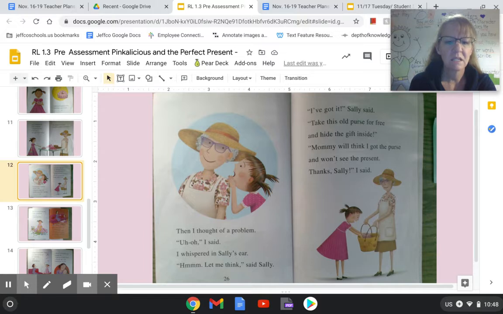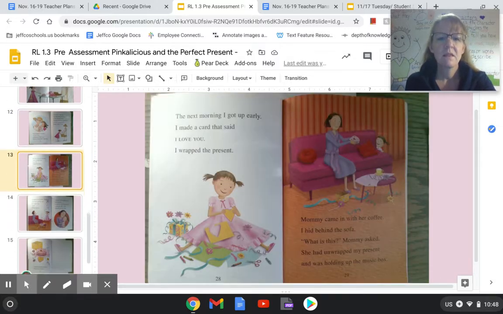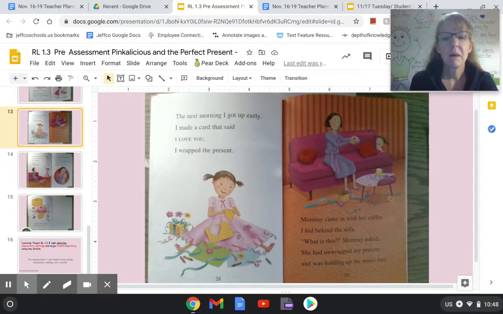I whispered in Sally's ear. Let me think, said Sally. I've got it. Sally said, take this old purse for free and hide the gift inside. Mommy will think I got a purse and won't see the present. Thanks, Sally. The next morning, I got up early. I made a card that said, I love you, and I wrapped the present. Mommy came in with her coffee, and I hid behind the sofa. What is this? Mommy asked. She had unwrapped my present and was holding up the music box.